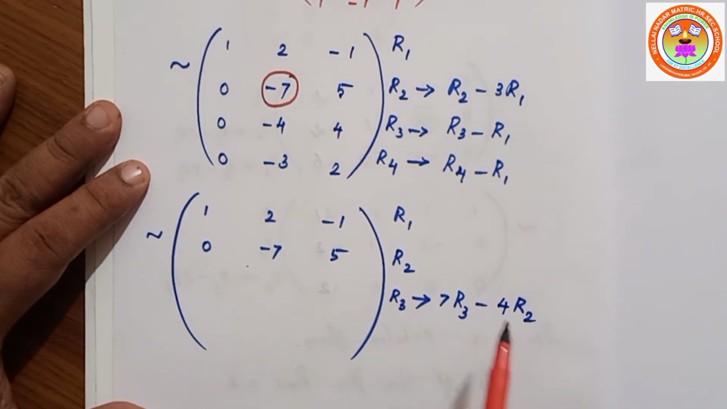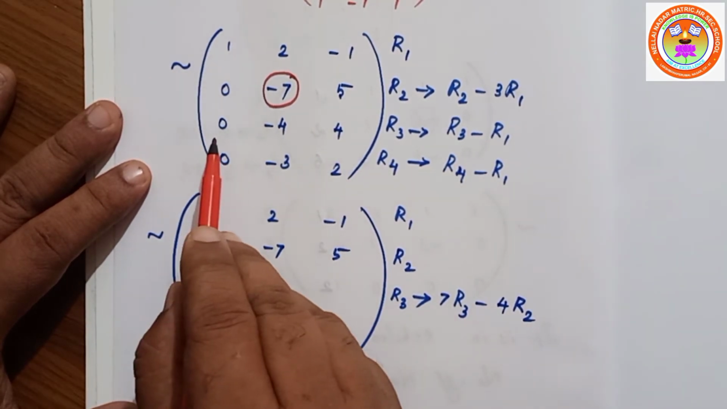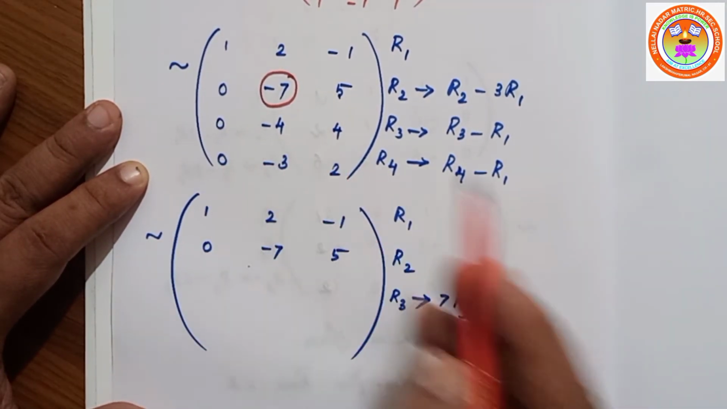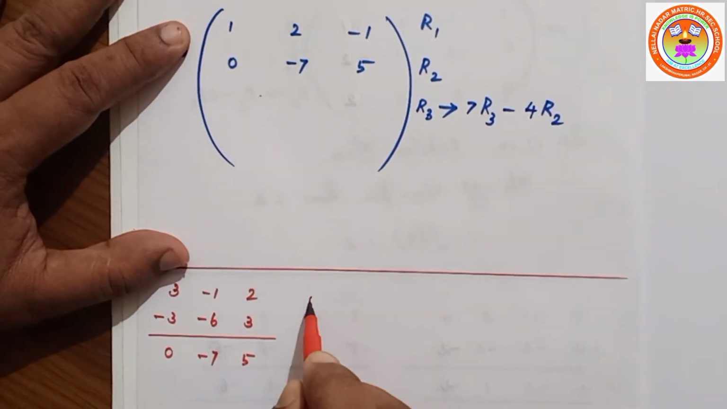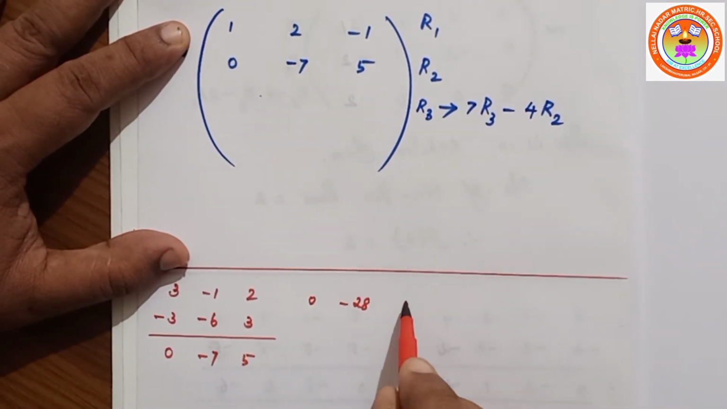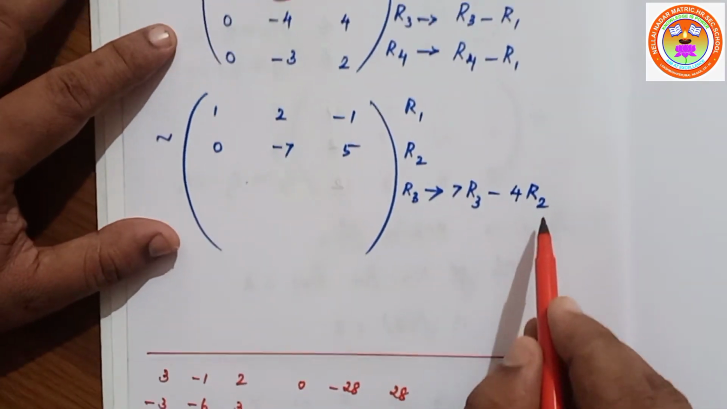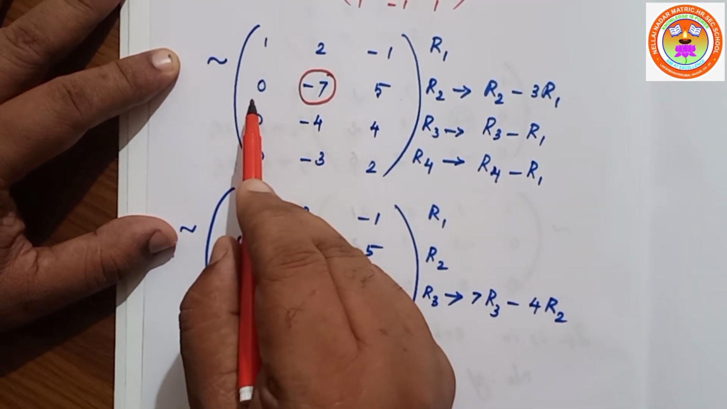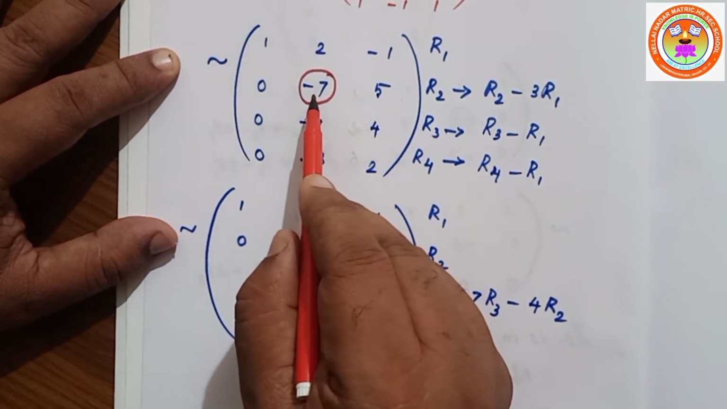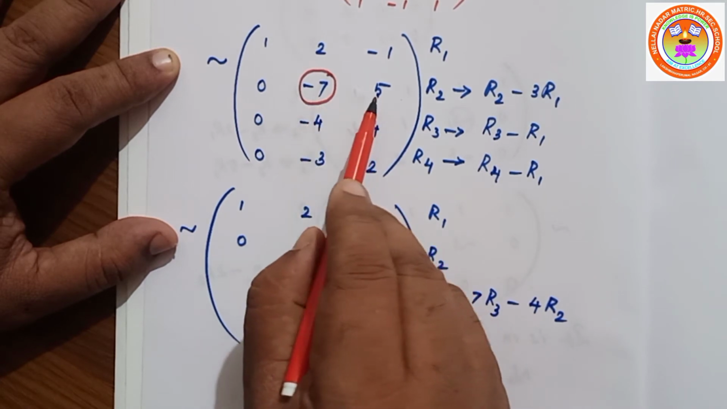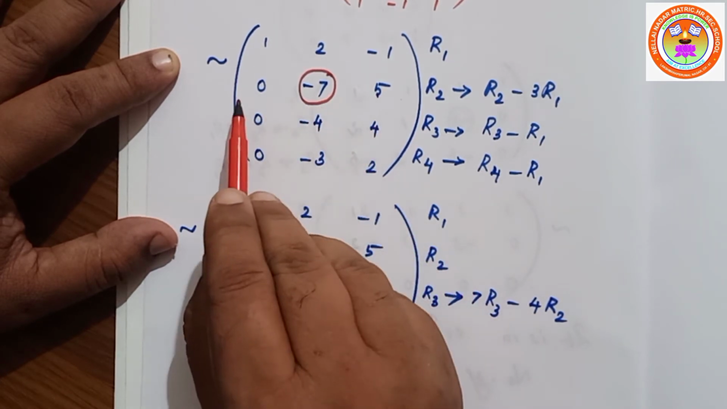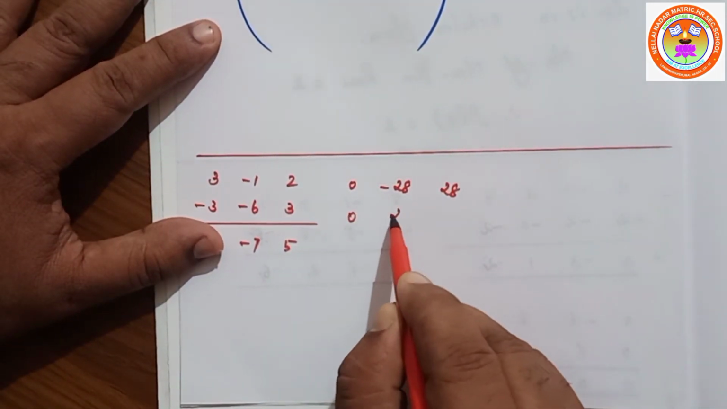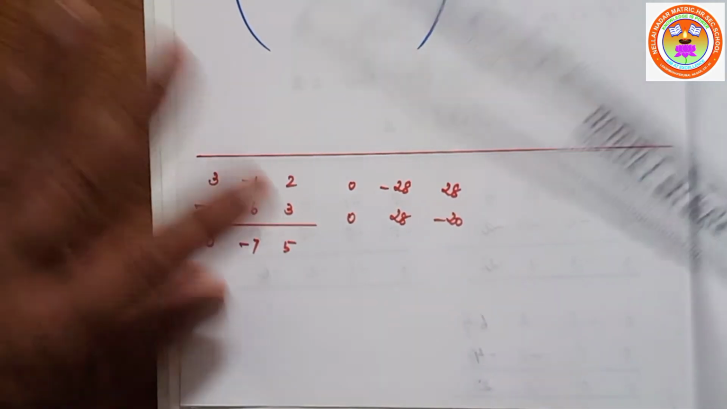7 times R3, multiply this R3 by 7. 7 into 0, 0. 7 into minus 4, minus 28. 7 4s are 28. So 0, minus 28, 28. Now R2 should be multiplied by minus 4. If you multiply by minus 4, 0 into minus 4, 0. Minus 7 into minus 4 is 28. 5 into minus 4 is minus 20. So 0, 28, minus 20.